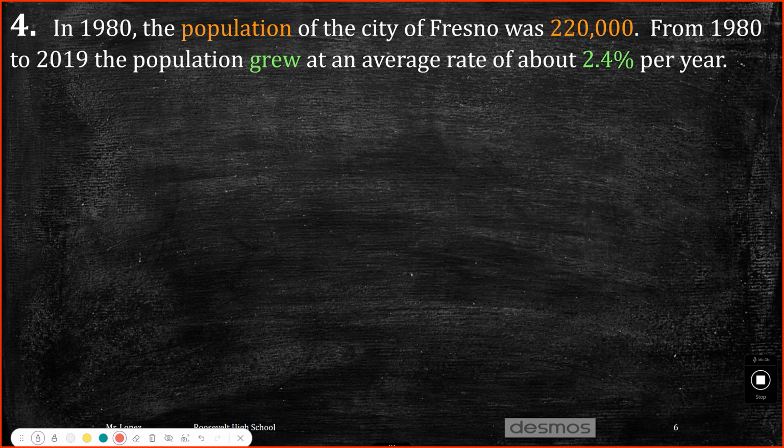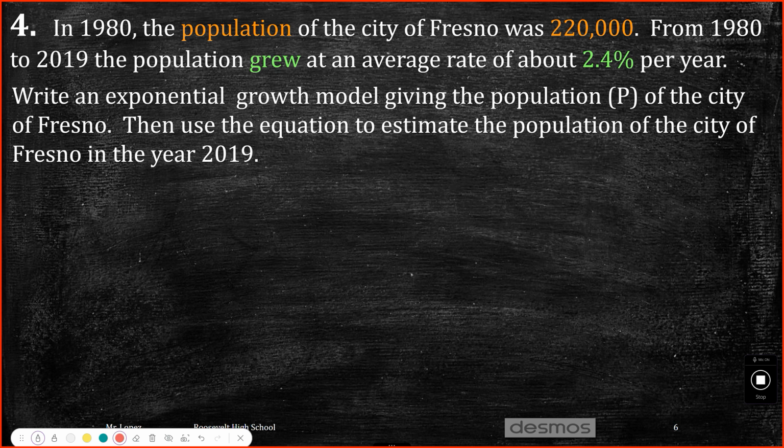All right, let's finish off with this number 4. In 1980, the population of the city of Fresno was 220,000 people. From 1980 to 2019, the population grew at an average rate of about 2.4% per year. Write an exponential growth model given the population P of the city of Fresno. Then use that equation to estimate the population of the city of Fresno in the year 2019.